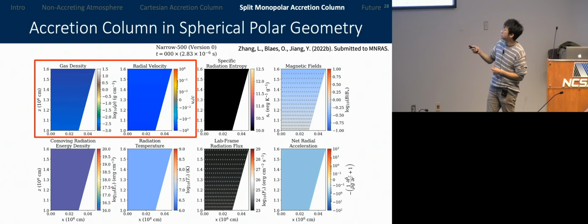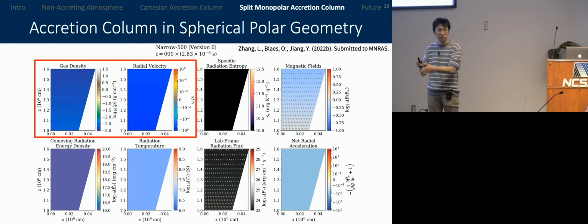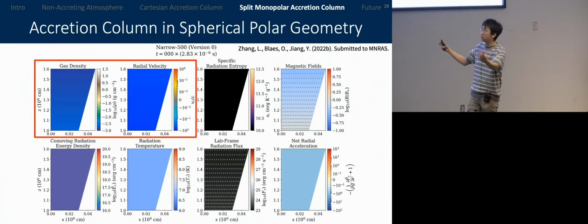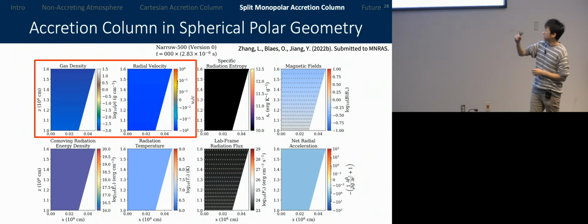And here it's axisymmetric and spherical polar coordinates, therefore you actually have a column. Like before, I showed you the Cartesian column, which is actually a slice of the accretion wall, right, an infinite wall. And here it is actually a column, a mound.